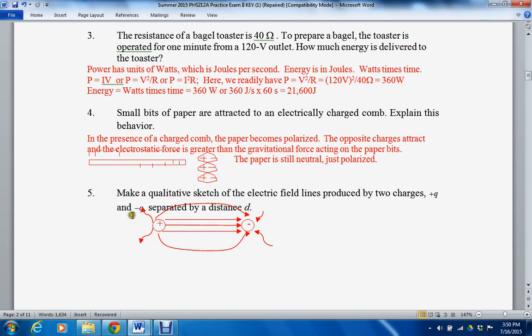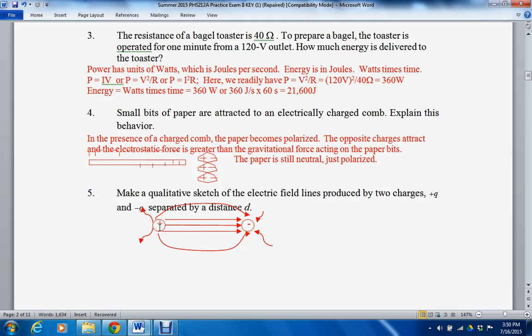Alright, so make a qualitative sketch of the electric field lines produced by two charges, positive Q and negative Q, separated by distance d. So I guess I should have labeled my distance d here. But I have two charges. The electric field lines are going from one charge to the other charge. It's taking curves on the far sides. The arrowheads are terminating on the negative charge. The arrowheads are originating from the positive charge.